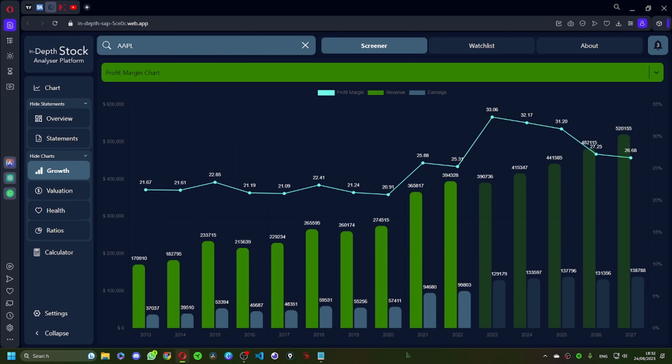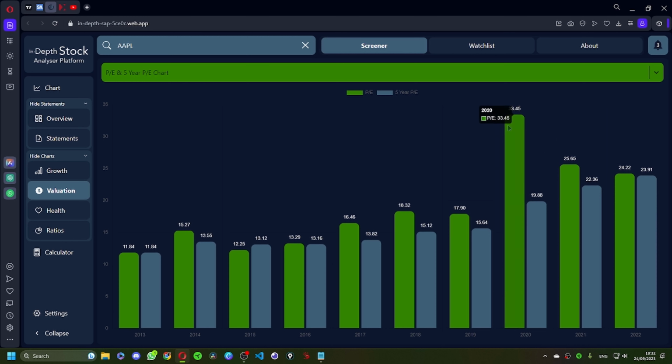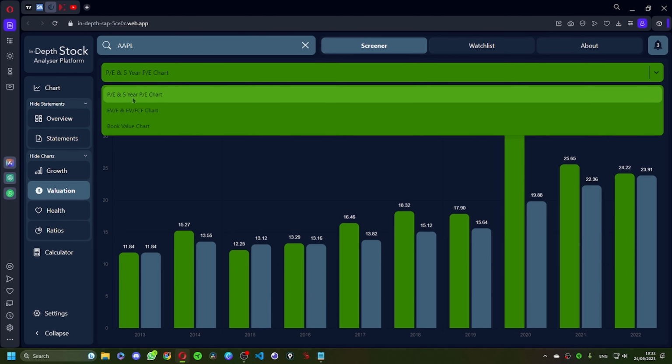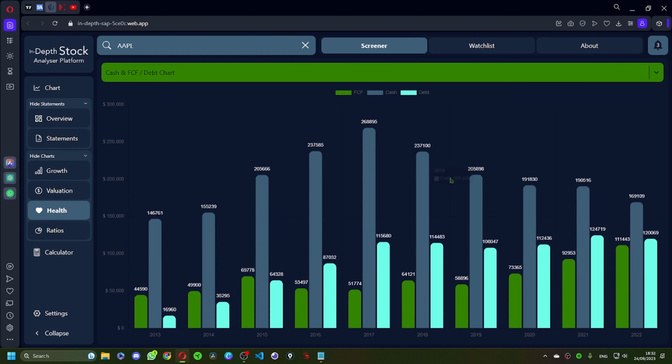Now, there are a lot more of these charts that you have to consider. I'll just go over a few basics. Like, this is the price to earnings ratio that I've been talking about, and I won't go over those because they're kind of complicated and they don't really matter that much. However, this one is very important. This is the cash compared to the debt plus the free cash flow.